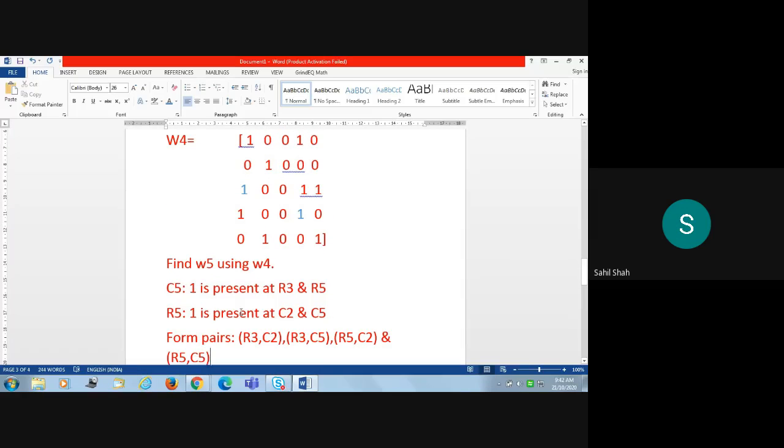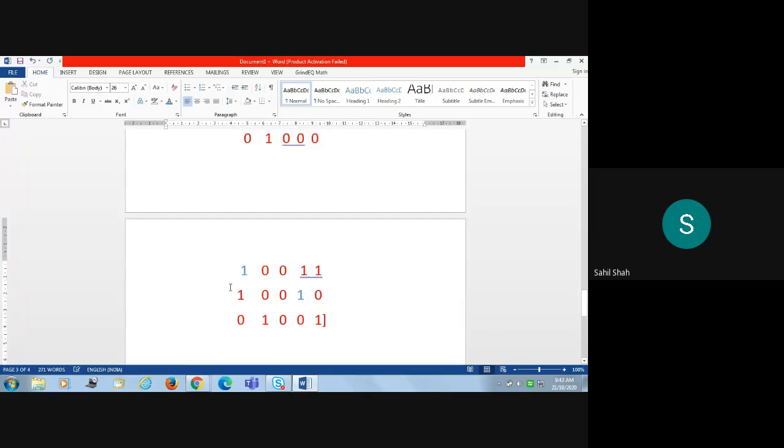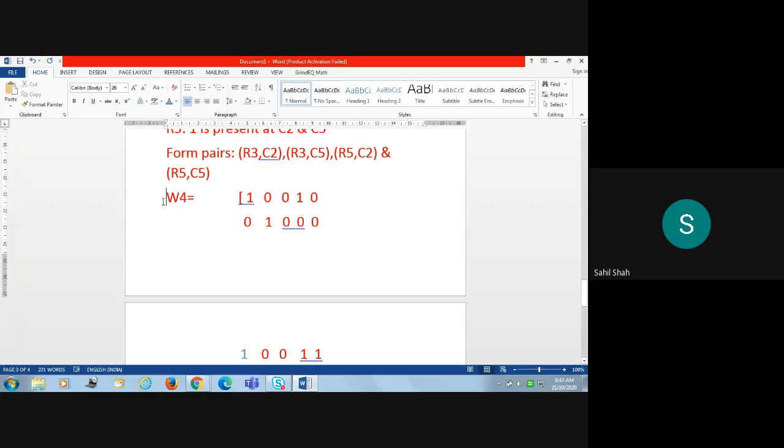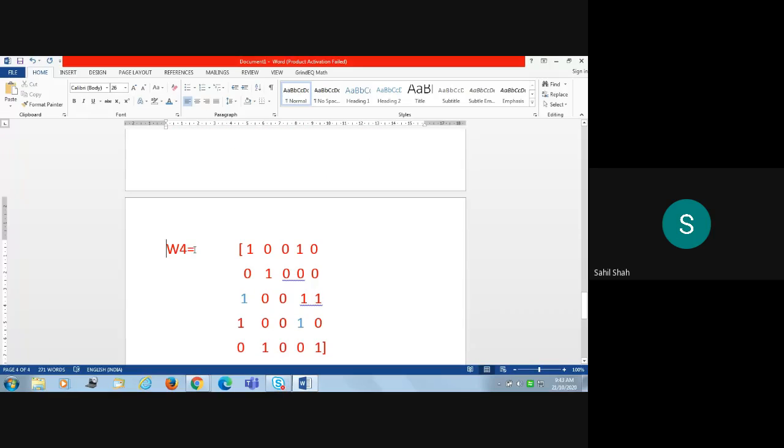Okay, first one is R3, C2. That is not present. I need to add R3, C5. It is present, so I will skip. Then R5, C2 present, R5, C5 present. So we are going to change this thing. I will again copy paste. If anything is missing, let me know. This is your W5. One changed, this 0 has changed to 1.